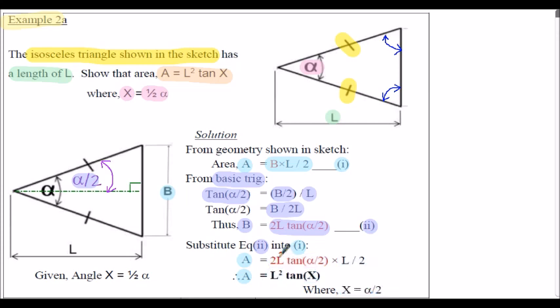L squared occurs because of the L multiplied by L here, which produces L squared, and the alpha upon 2 becomes the x. So those two examples try to illustrate the type of problems we're going to solve by essentially proving the formula stated in the question.